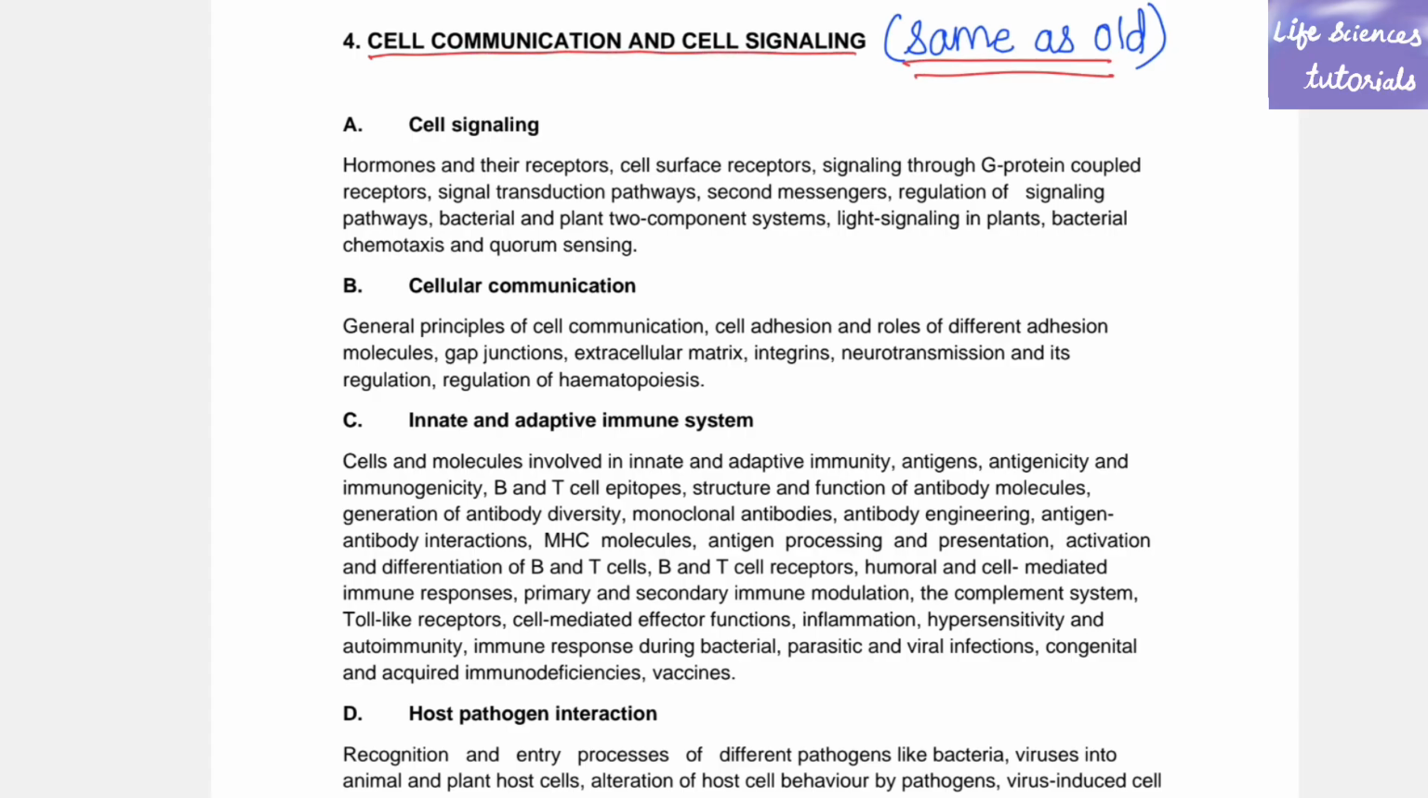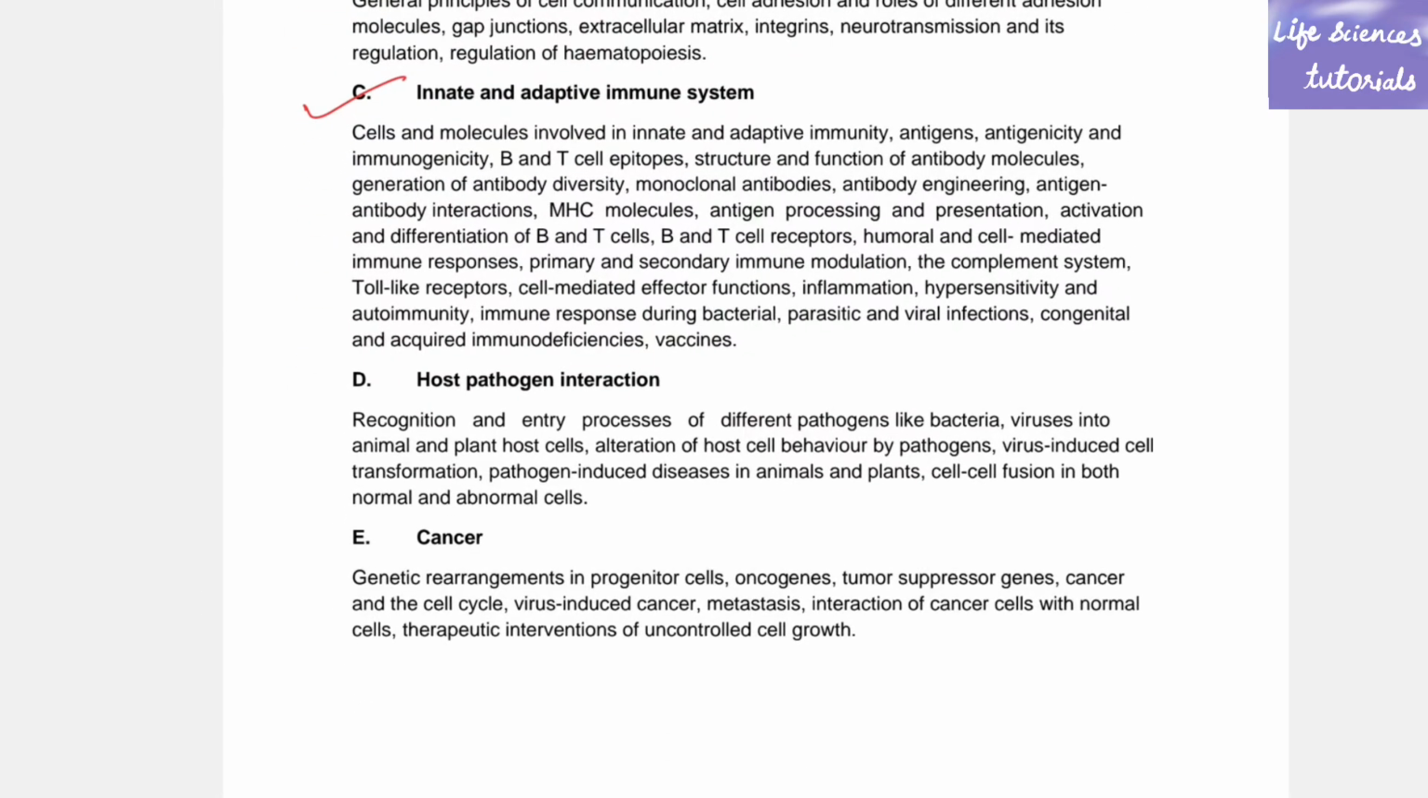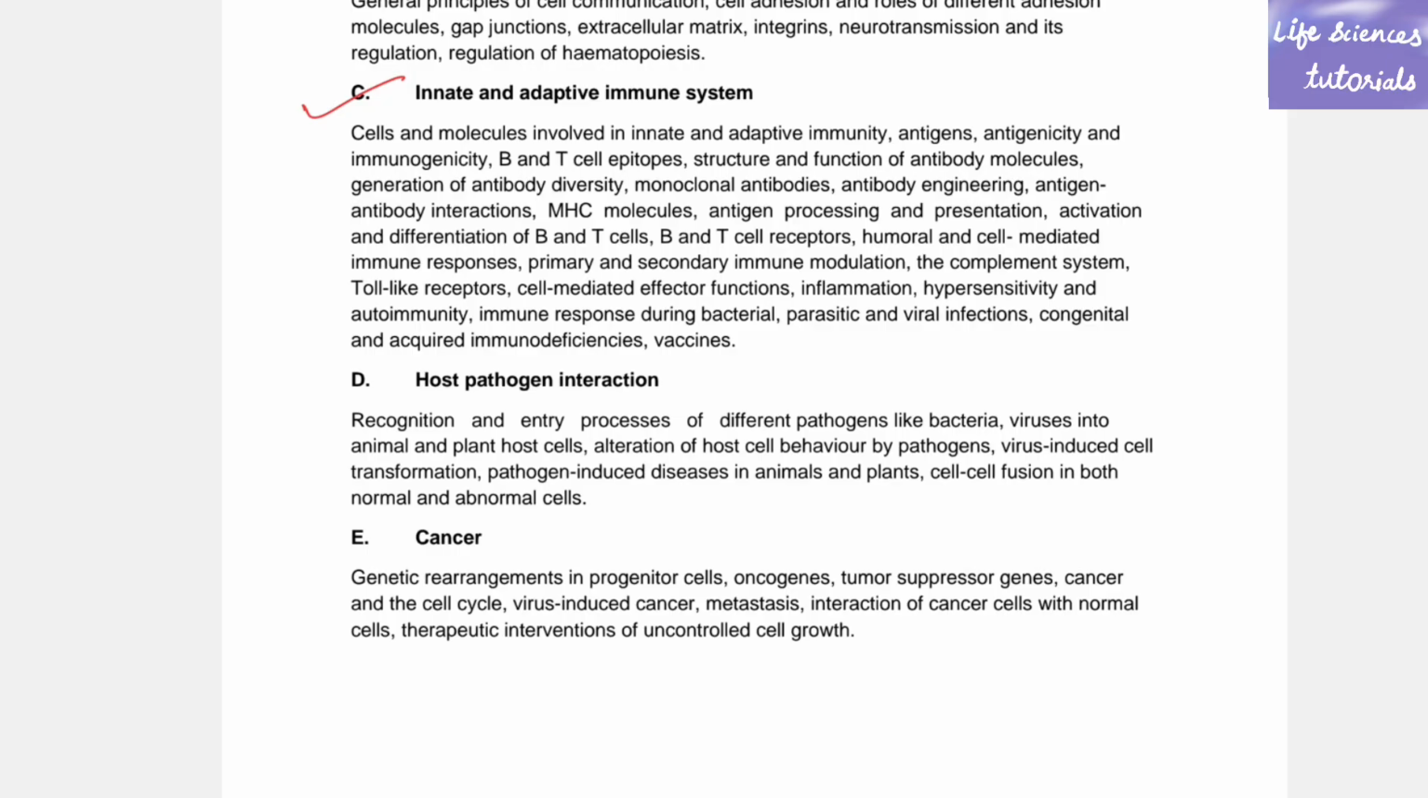This unit is the same as old, but as you can see, certain points have been rearranged. Okay, and again this also makes sense. First you have to study cell signaling, right? Receptors, what are receptors, how do they act, second messengers, then you can study cellular communication, and then definitely the immunology part. In the old syllabus the sequence was different, everything else is the same.